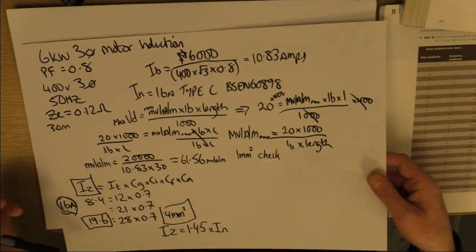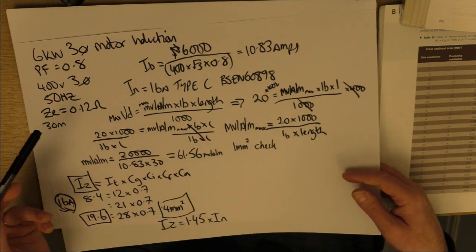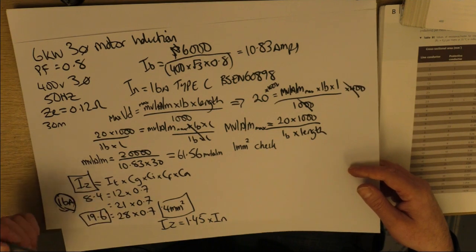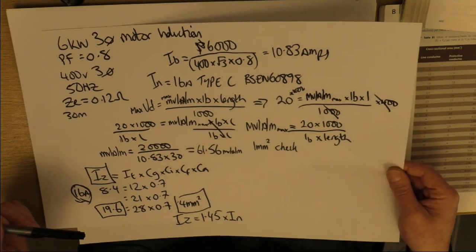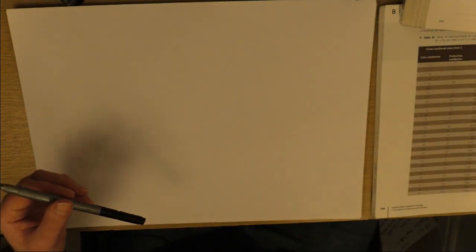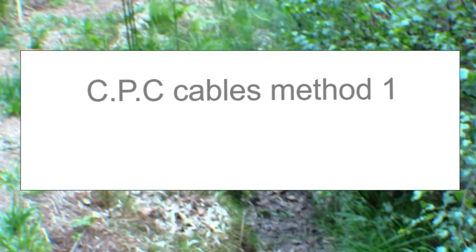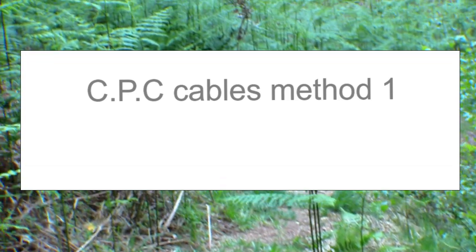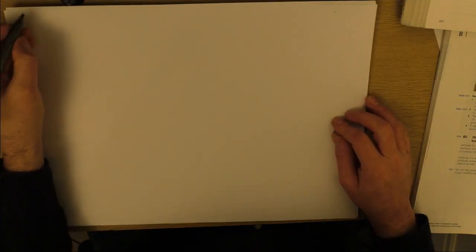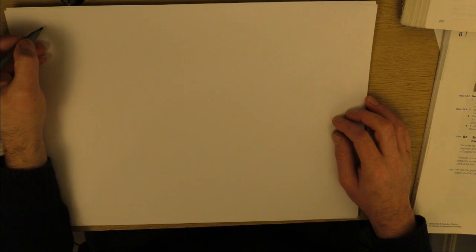So for me, this method works great for long runs. Long runs, small loads, works really well. You get there pretty much straight away. But yeah, that's method 2 for the live cables. Okay, so we've got our live cables then, 4 mil.